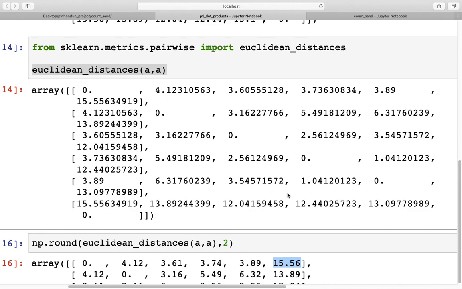In future, I'll also discuss eigenvalues and eigenvectors. That will be a separate video in itself. For this video, I just wanted to focus on dot products and Euclidean distances. I hope you have a better understanding of this now.